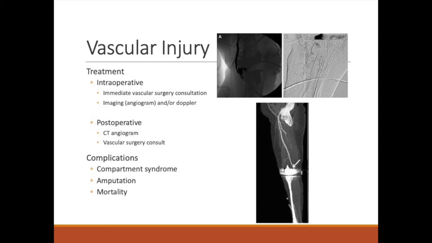Complications include compartment syndrome, need for amputation as a life-saving measure, or even mortality if enough blood loss occurs. So this is a very serious complication when it does occur. And if it does occur, whether an arterial repair is required or not by vascular surgery, you usually want to admit these patients to the ICU for very close neurovascular monitoring, not only to make sure that there's not a rupture of a pseudoaneurysm or something that occurs later, but also for compartment syndrome monitoring.